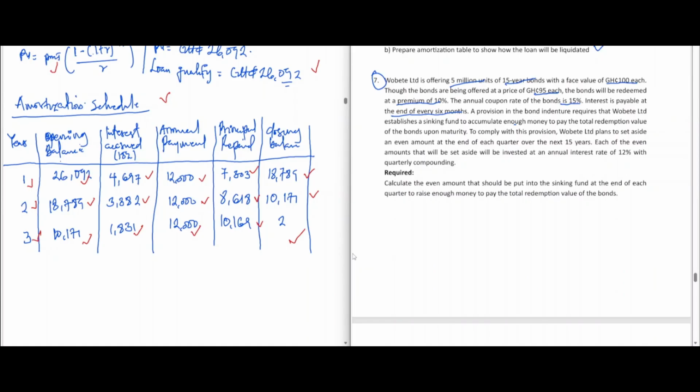To comply with the provision, Ubeti Limited plans to set aside an even amount at the end of each quarter over the next 15 years. Each of the even amounts that will be set aside will be invested at an annual interest rate of 12% with quarterly compounding. Calculate the even amount that should be put into a sinking fund at the end of each quarter to raise enough money to pay the total redemption of the bond.